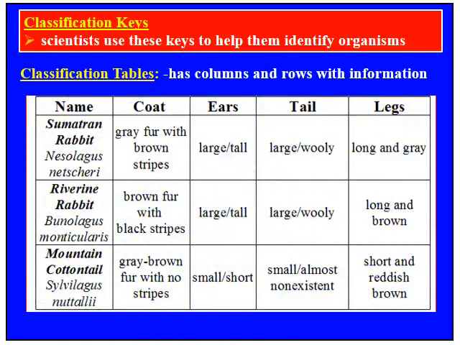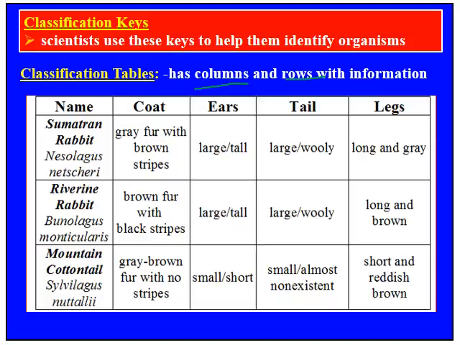The next type of classification key is our classification tables. Classification tables have columns and rows, just like any normal table that we have. Please make sure that you're getting these examples written down. The very first one is a Sumatran rabbit, or a Nesolagus netscheri. Again, excuse the pronunciation. It has a coat that is gray fur with brown stripes, it has large or tall ears, its tail is large or woolly, lots of wool, and its legs are long and gray.